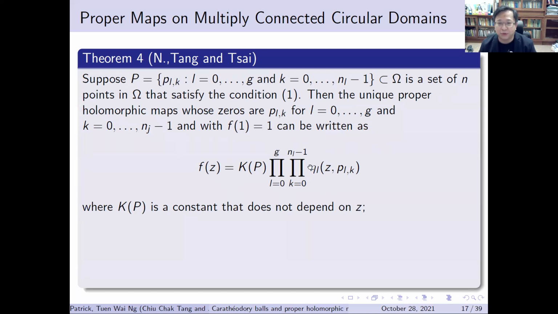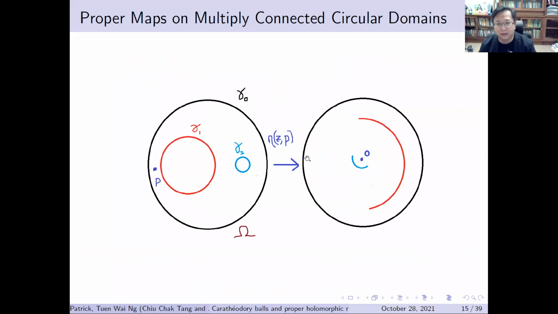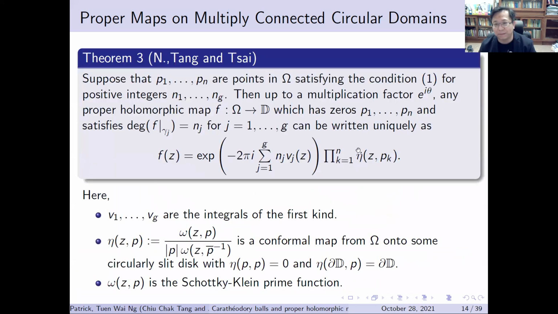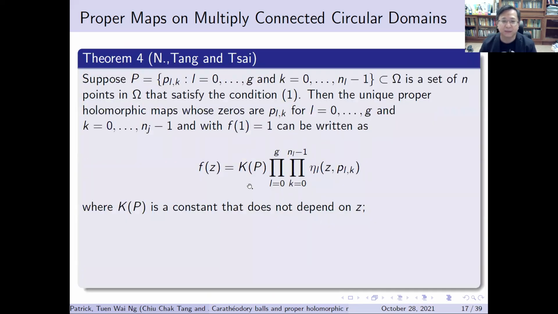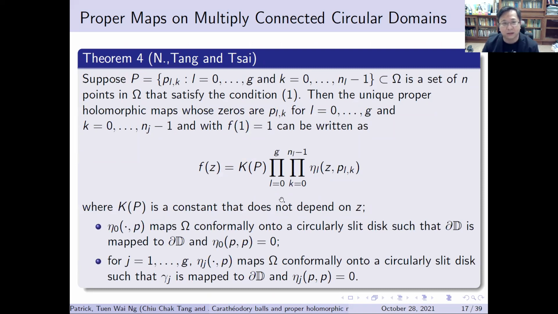and it can be expressed this way. So now I'm using eta_l here. Previously, in this case, I used only one map. But because I want to get rid of this exponential factor, I'm using other conformal maps which send the inner circle to the unit circle. Then we get this expression here. Again, there's a constant which only depends on the zero set and doesn't depend on z. So that's the expression, and we are going to use this one instead of the previous one later on.